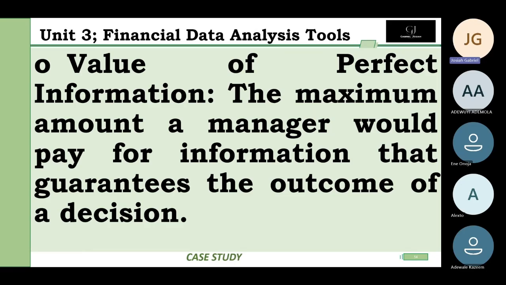And we have also the value of perfect information that removes or reduces uncertainties. The maximum amount a manager would pay for information that guarantees the outcome of a decision is very important. Information is key. You can have information and it will help your business thrive. But where there's no information or data, you are in the blues. You don't know what to do, and that's where uncertainty comes in. So information is key. Information makes you move from a mediocre business to a thriving business.